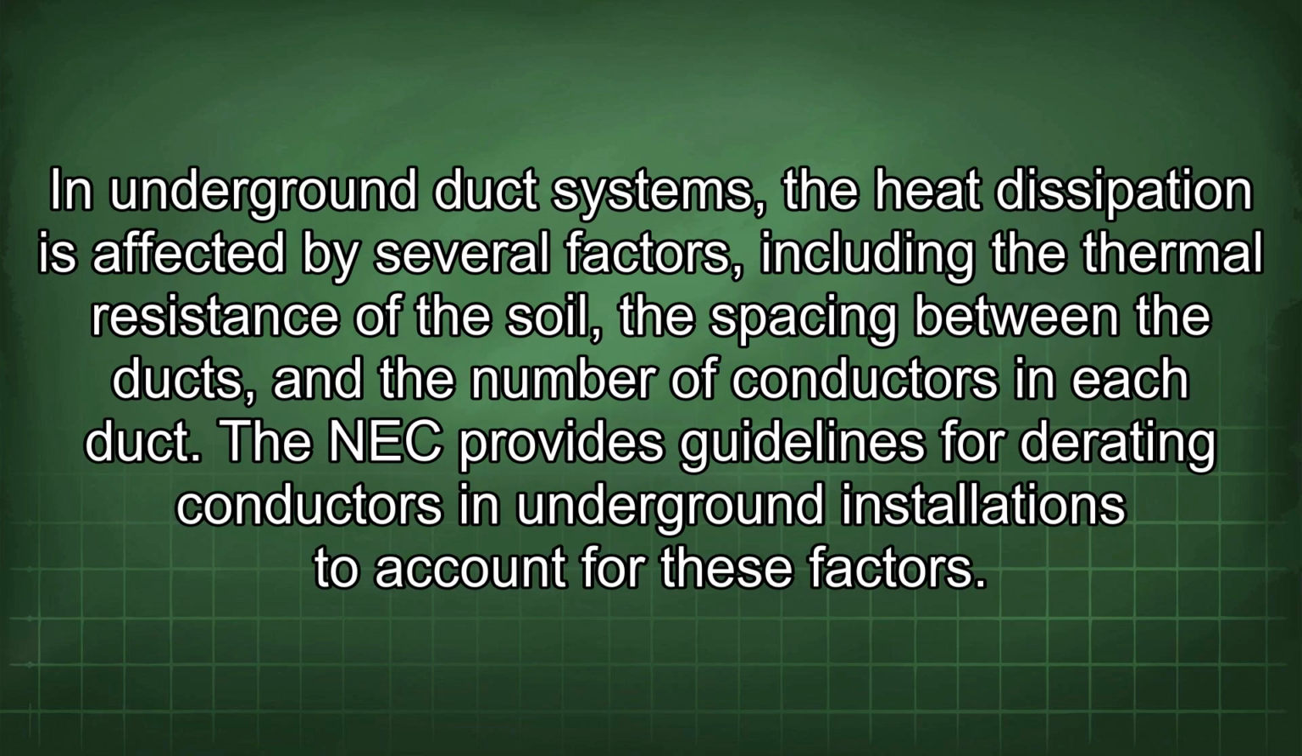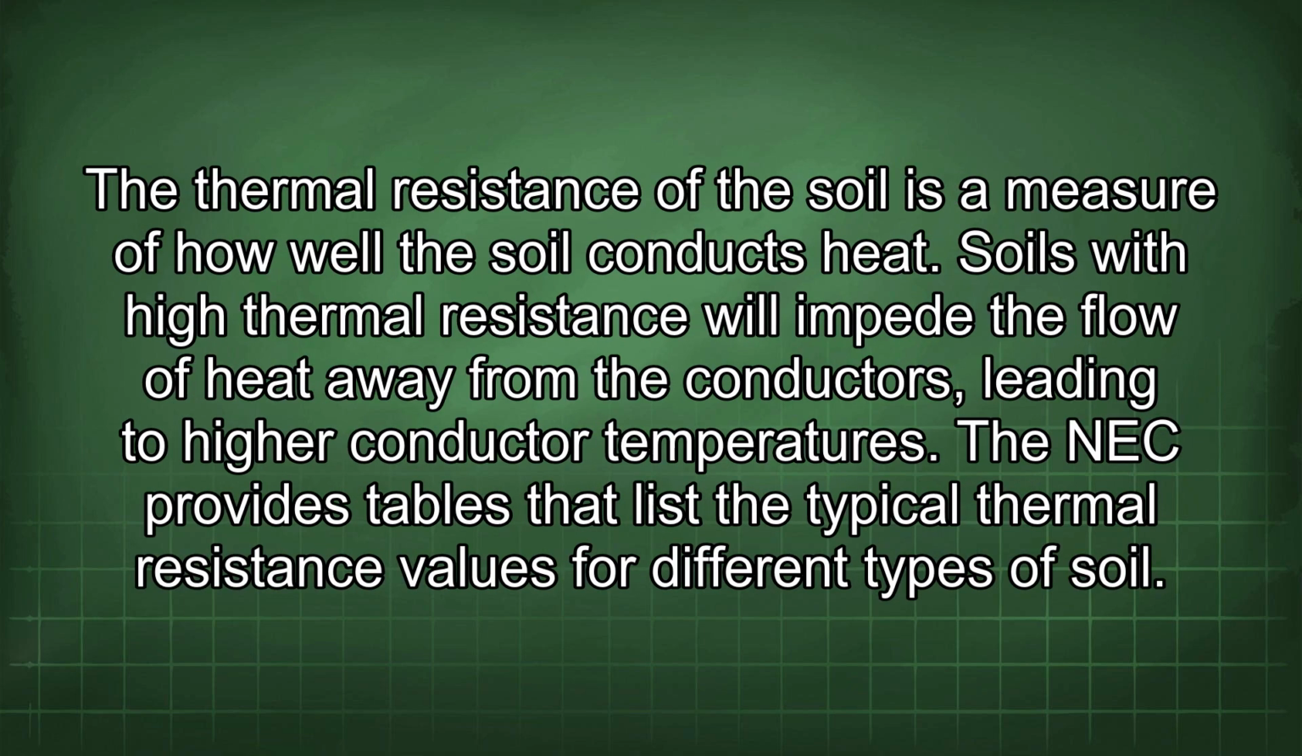In underground duct systems, the heat dissipation is affected by several factors, including the thermal resistance of the soil, the spacing between the ducts, and the number of conductors in each duct. The NEC provides guidelines for derating conductors in underground installations to account for these factors. The thermal resistance of the soil is a measure of how well the soil conducts heat. Soils with high thermal resistance will impede the flow of heat away from the conductors, leading to higher conductor temperatures.